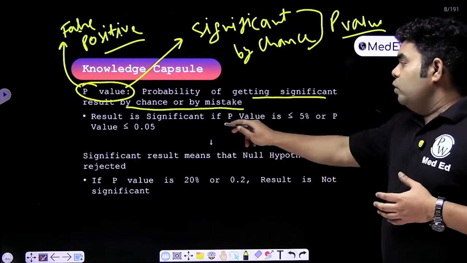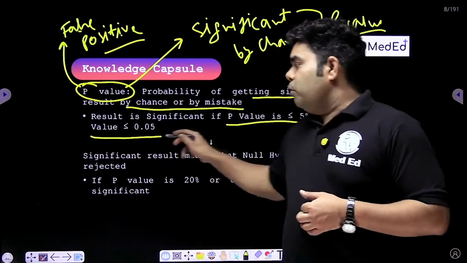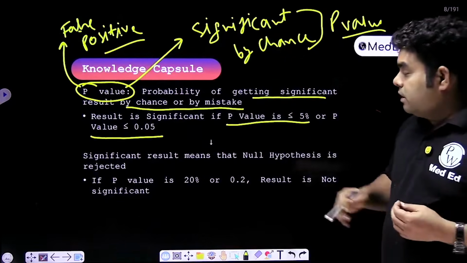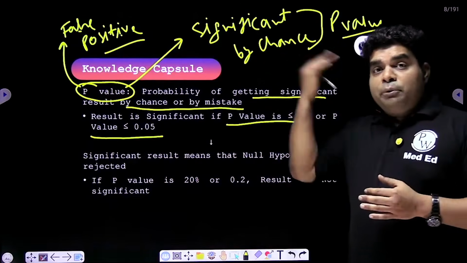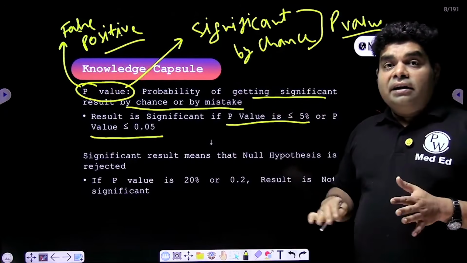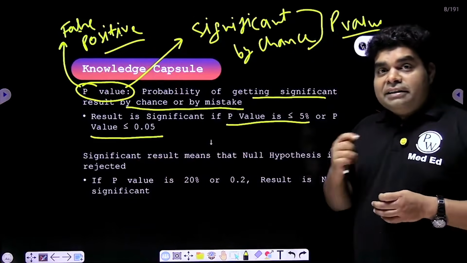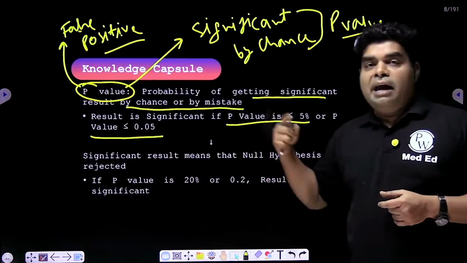If the p-value or mistake is less than or equal to 5%, that means less than or equal to 0.05, we say that the mistake is too small, so we can trust the result and the result becomes significant. But the null hypothesis had earlier said that the result is not significant, and finally we are getting a significant result. That means the null hypothesis was false and we have to reject the null hypothesis.